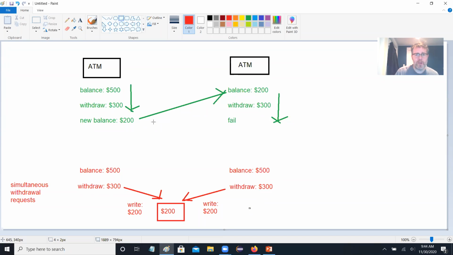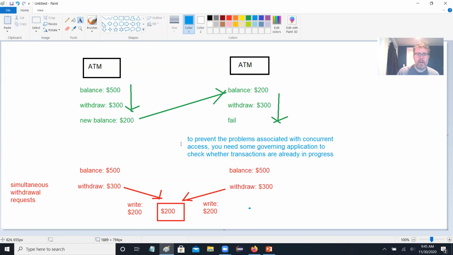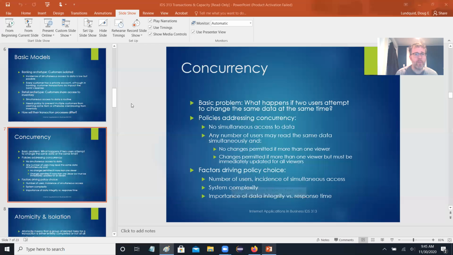So in practice, what you need is some kind of governing structure, right? To prevent the problems associated with concurrency, concurrent access, you need some governing application to check whether transactions are already in progress. Because if you do that, whoever tries to do it second, the number two person tries to withdraw the money, they'll say, oh, sorry, that data is currently involved in a transaction. Please try again in a few moments. And then once that goes through, the second person can try to do it and they'll get the correct information. If you don't have that kind of governing structure in place, then you can potentially see this problem, which is very serious.